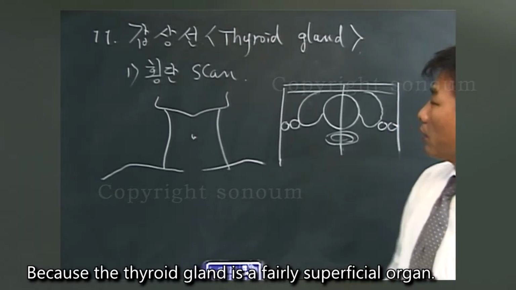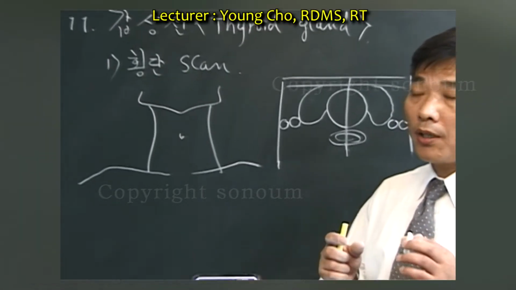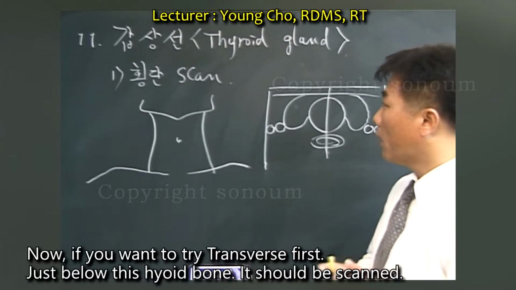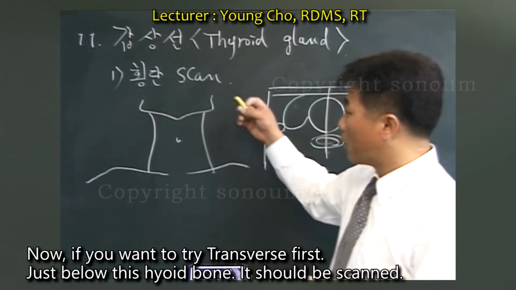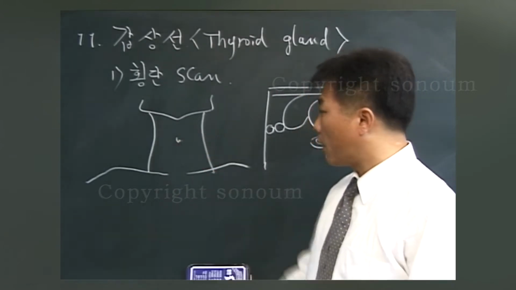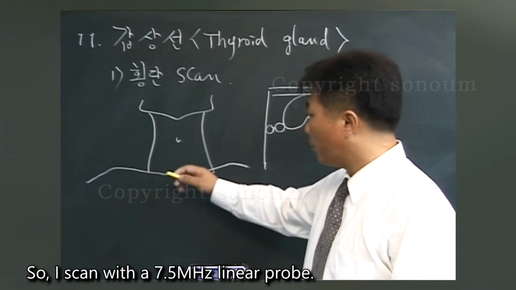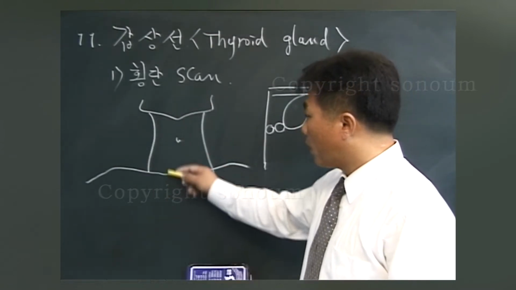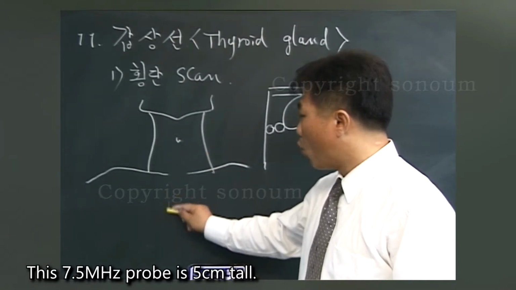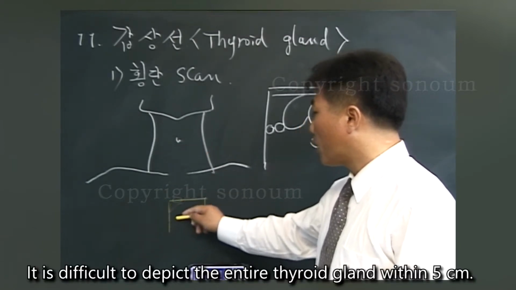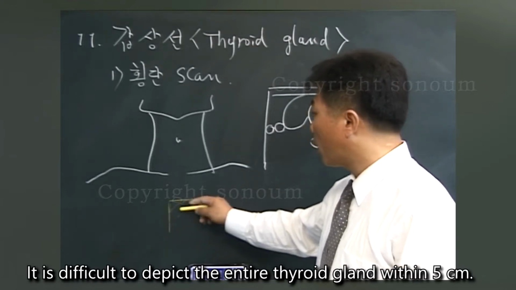Because the thyroid gland is a fairly superficial organ, you should use a 7.5 MHz linear probe. If you want to try transverse first, just below the hyoid bone, it should be scanned above the clavicle. So, I scan with a 7.5 MHz linear probe. This probe is 5 cm tall. It is difficult to depict the entire thyroid gland within 5 cm.